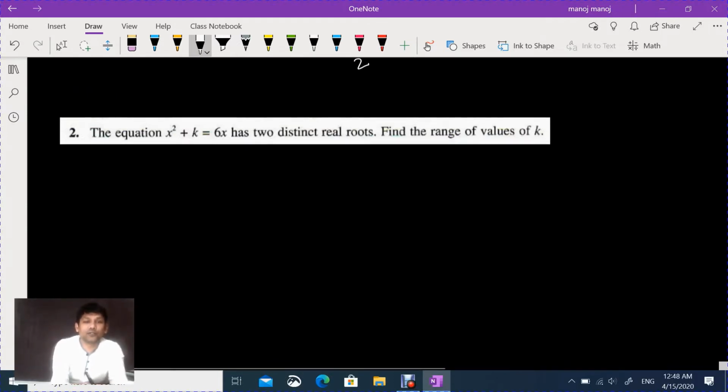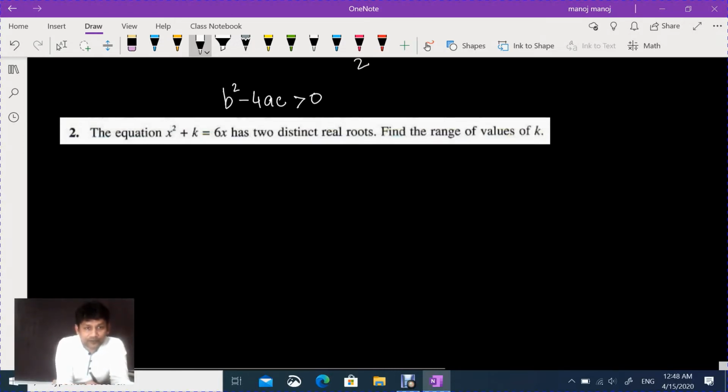What is the condition of two distinct real roots? D, your discriminant, should be b square minus 4ac greater than 0. When we have equal roots, it is equal to 0. Okay, now what we have to do, find the range. Range means there is a greater sign value of x.